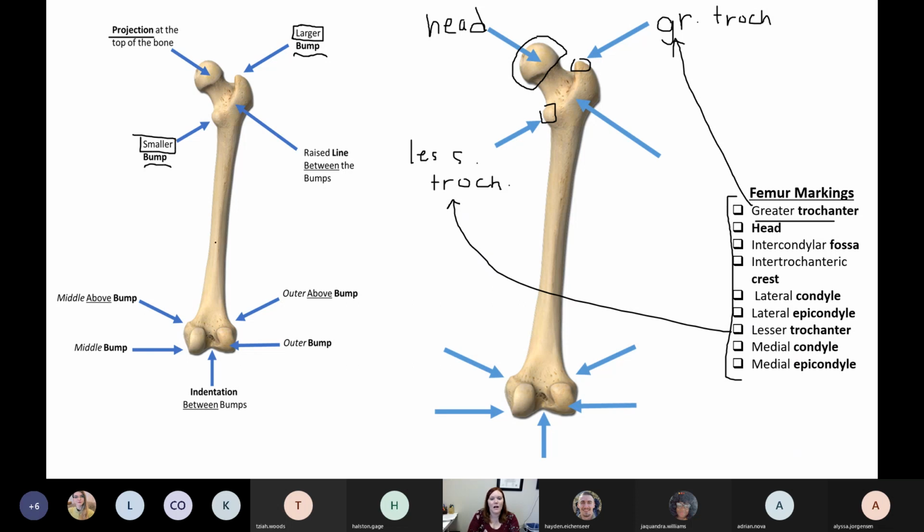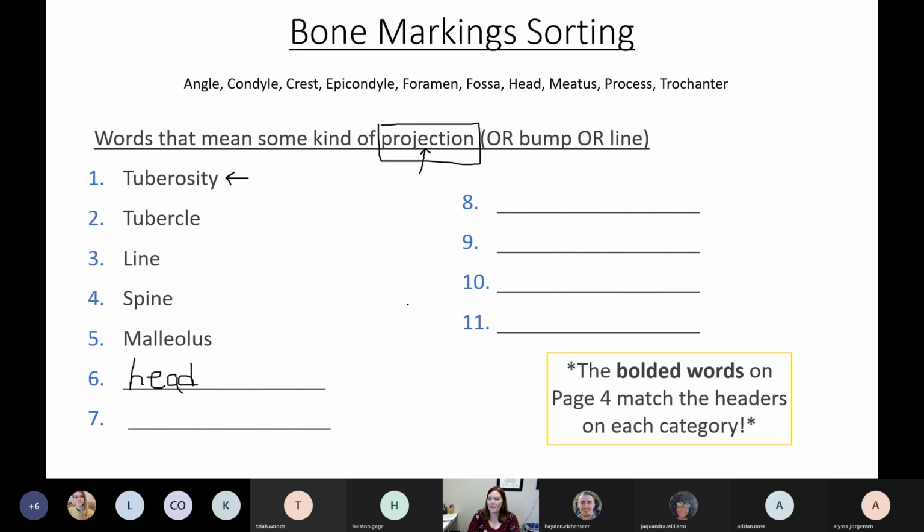I'm going to go back now to my page 5. A bump is this part of my list here. So I can now add the word trochanter to my list of things that mean a bump or something that sticks out. So what we're doing is we're finding the technical name for these bone markings, then we're comparing that to the regular person words, to help us figure out which list these go on.